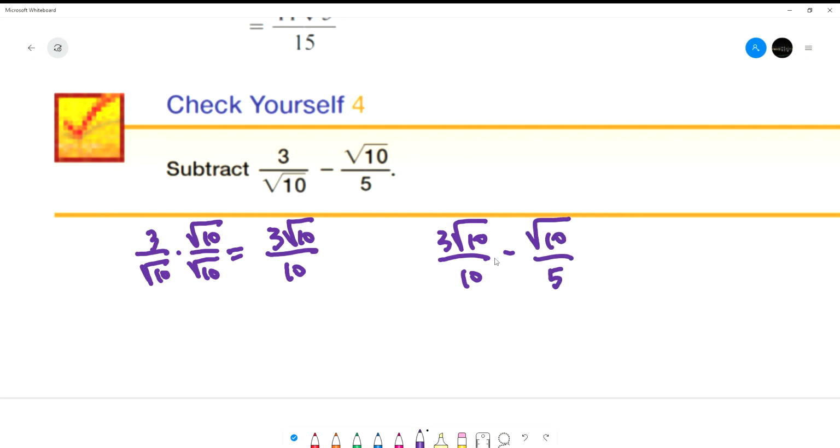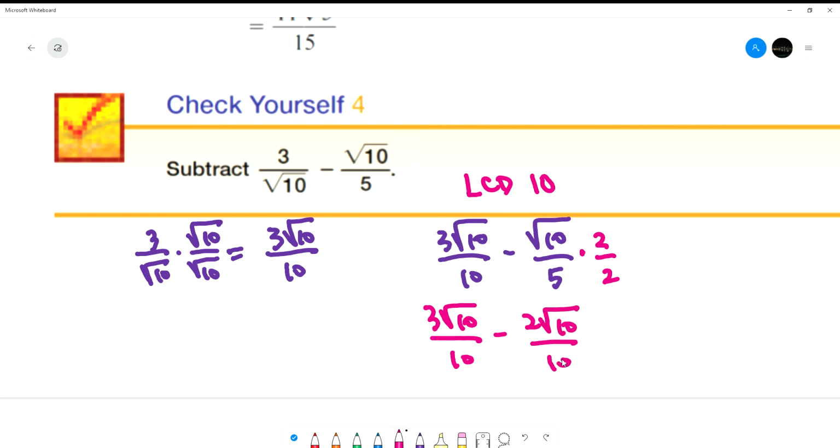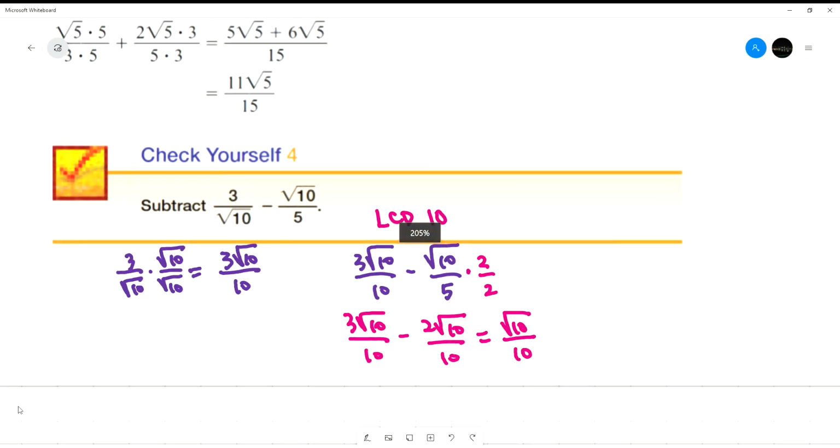But you can't subtract yet, right? We need an LCD. What is the LCD of 5 and 10? It is 10. So the first fraction is okay. I just have to multiply the second one by 2 over 2. So now I have 3 radical 10 over 10 minus 2 radical 10 over 10. So now the like terms, right, with the same denominator, 3 minus 2 is 1 radical 10 over 10. Very good. Let's move on.